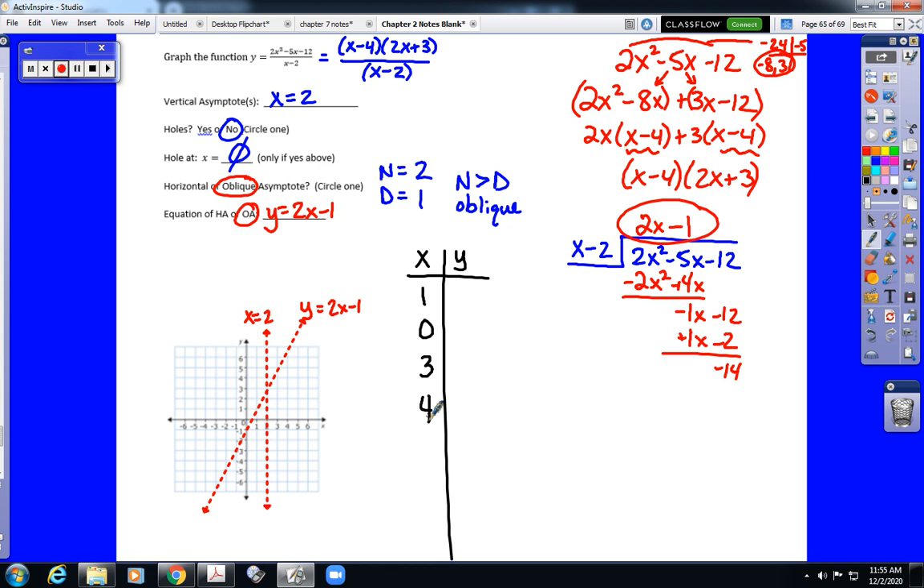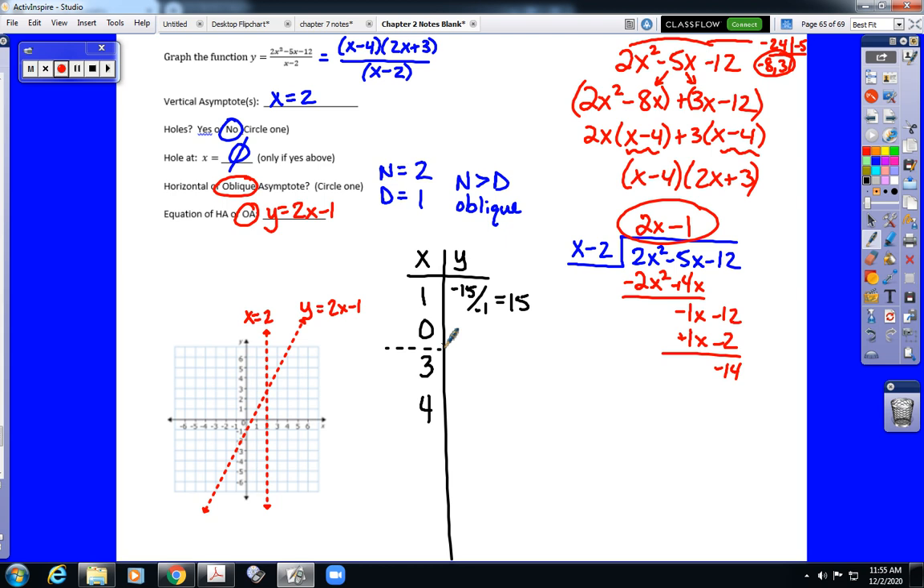That would be 2 times 1, which is 2, minus 5 times 1, which would be negative 3, minus 12 would be negative 15, over, on the bottom, 1 minus 2 is negative 1, so that's 15. Not going to be real helpful to us. That does mean we're probably going to have a problem here, and we're going to have to add some points to our table to make it work.